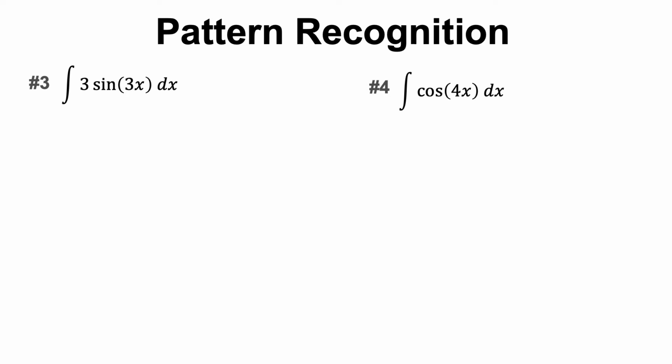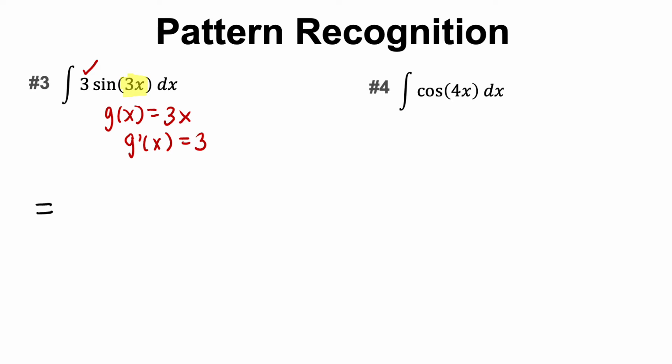Starting with number 3, we want to integrate 3 times sine of 3x dx. So using pattern recognition, we're going to look for our inside function, which in this case we can see is 3x. So I'm going to label for myself that g of x equals 3x, which means that g prime of x equals 3. Checking that it's in my integral, 3 is accounted for. So pattern recognition says since we have f of g of x and g prime, we can go ahead and just integrate our outside function, our f.